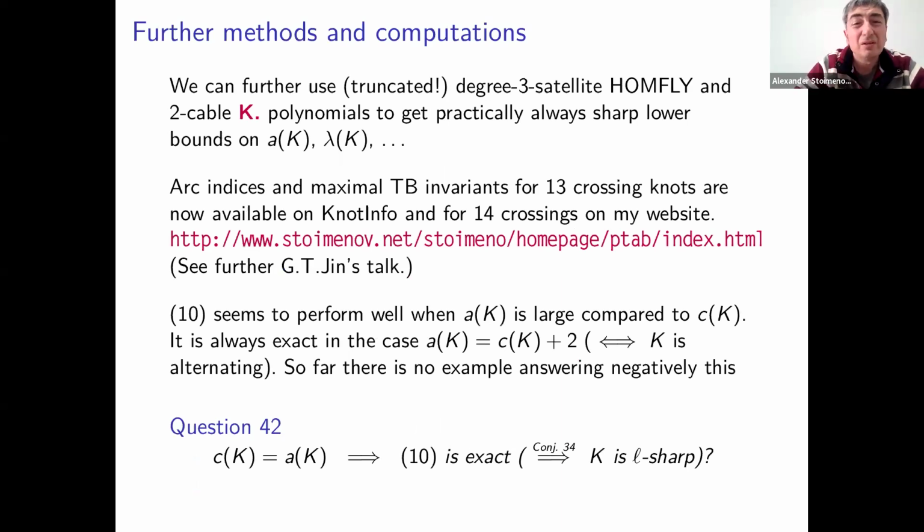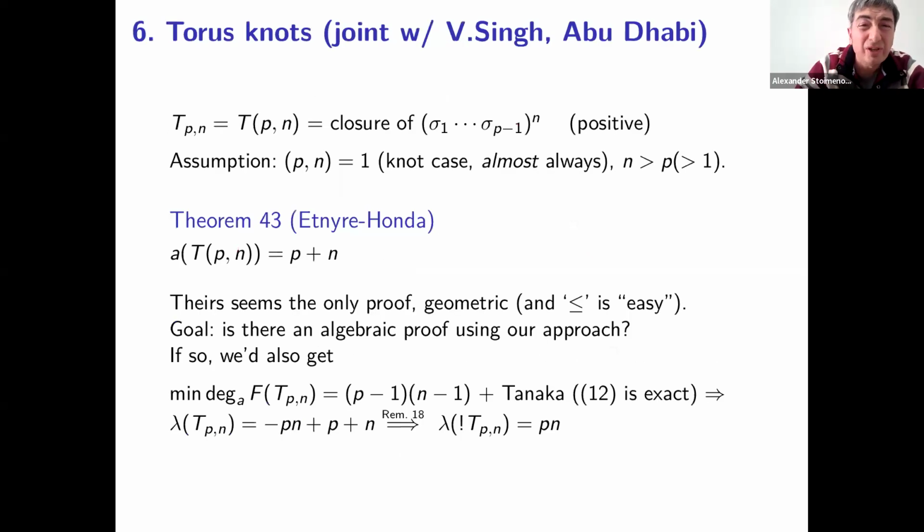Now there are some further methods, because the L invariant is not almighty. But we have further tools. We can use cabled polynomials, but then we have to truncate in order not to make this too slow. And we can determine the maximal Thurston-Bennequin invariants and arc indexes up to 14 crossings. For 13 crossings, it is submitted to Chuck Livingston on KnotInfo. 14 crossings you can find on my page. So now in the last minutes, I will say something about torus knots.